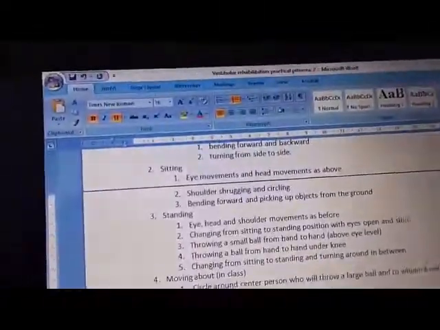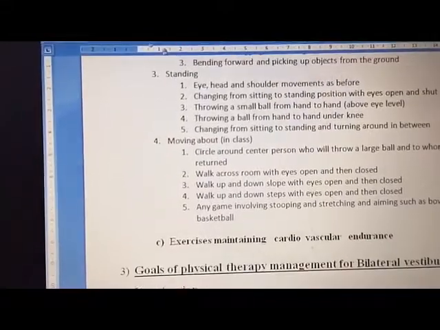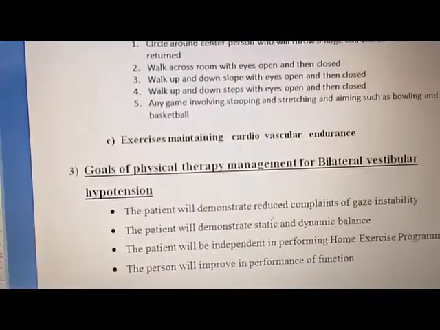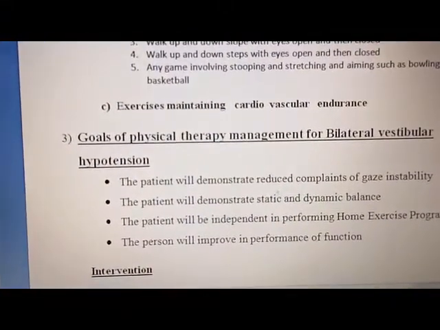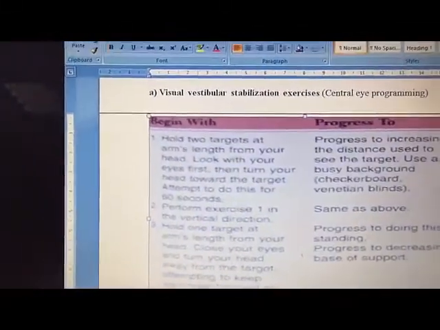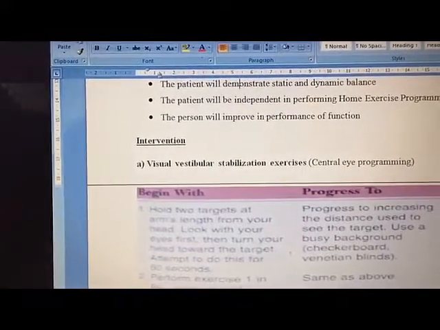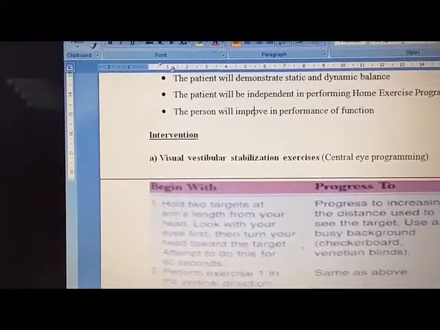Next, that is for unilateral vestibular hypofunction. Next is bilateral vestibular hypofunction. So reduce the compliance, improve the static and dynamic balance, independent in performing. And here, same as last: visual stabilization exercise, central eye programming.